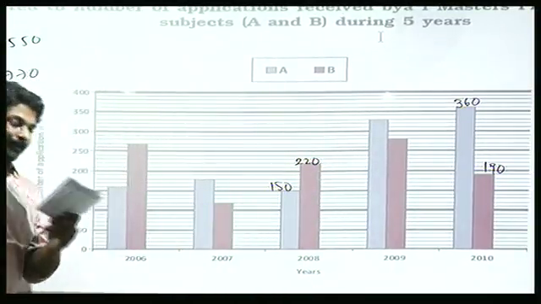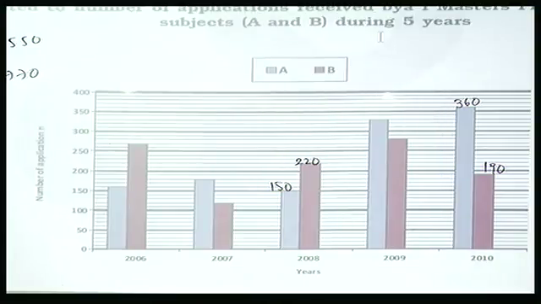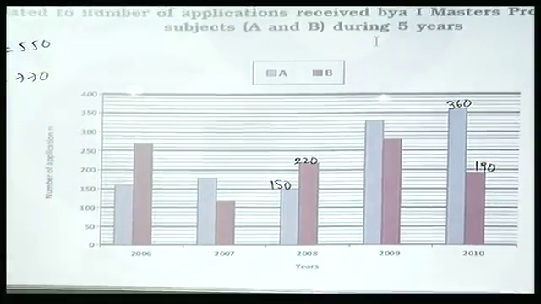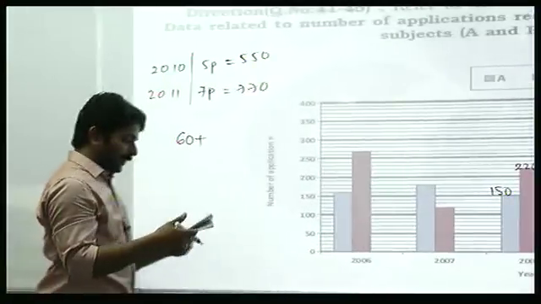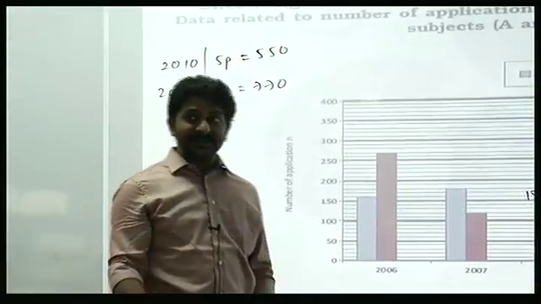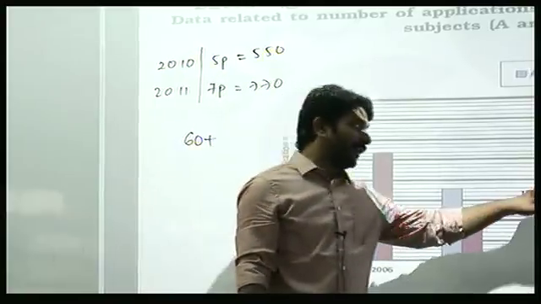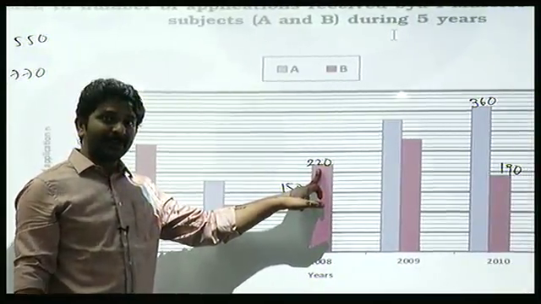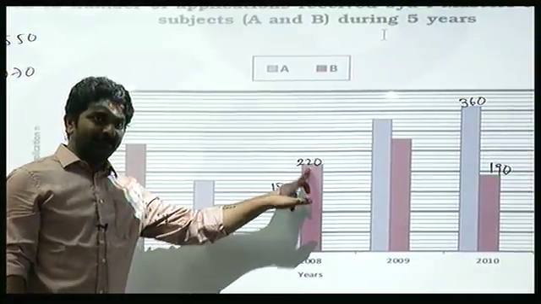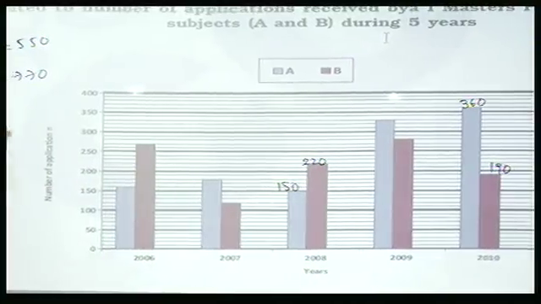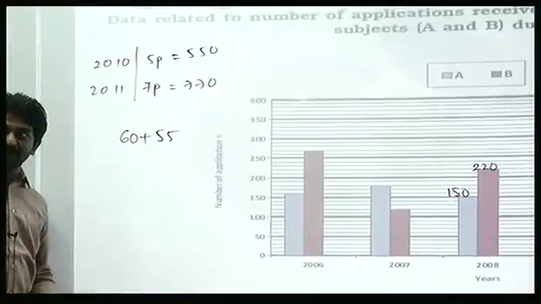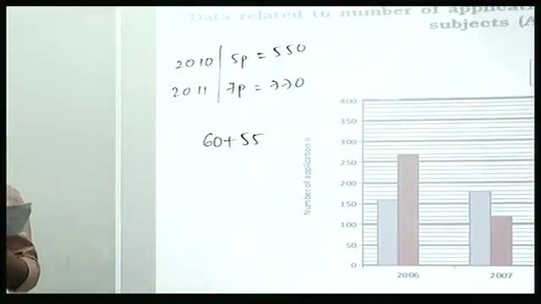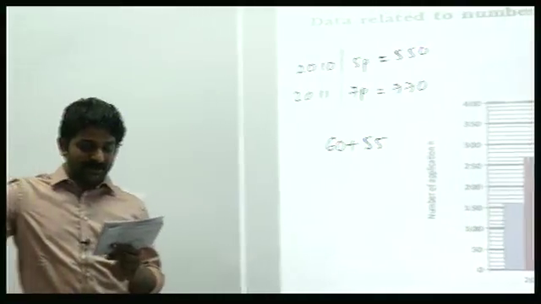Out of 150, 40% are international students. 40% of 150 is 60. And 25% of applications received for subject B. 25% of this number, half and half. Half is 110, again half is 55. So from subject A, 60 students, and for subject B, 55 students. Total 115. 115 students are from international applications.